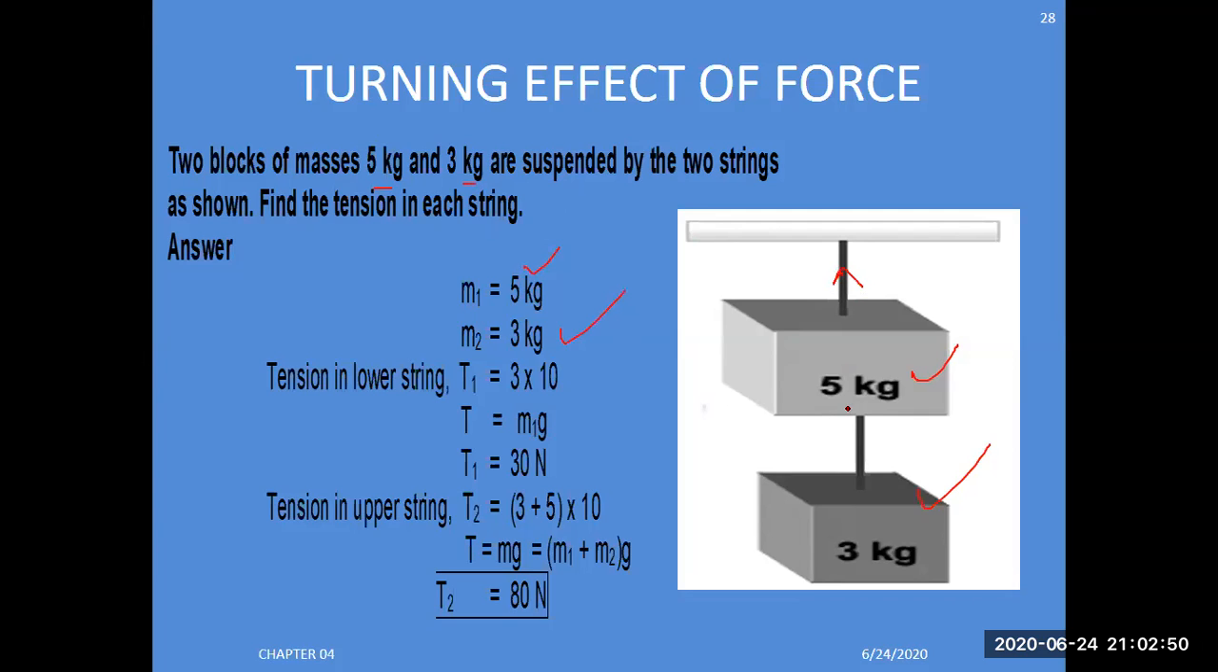Tension is also always acting opposite to the weight. So if the weight is acting in downward direction like this one, then at the same time tensions are acting in upward direction. Tension in the lower string is basically this one, that is T is equal to mg. This one is mass multiplied by g, that is 30 Newton. Similar is the case for the upper one. Of course, for the upper one, both weights are acting along this direction.